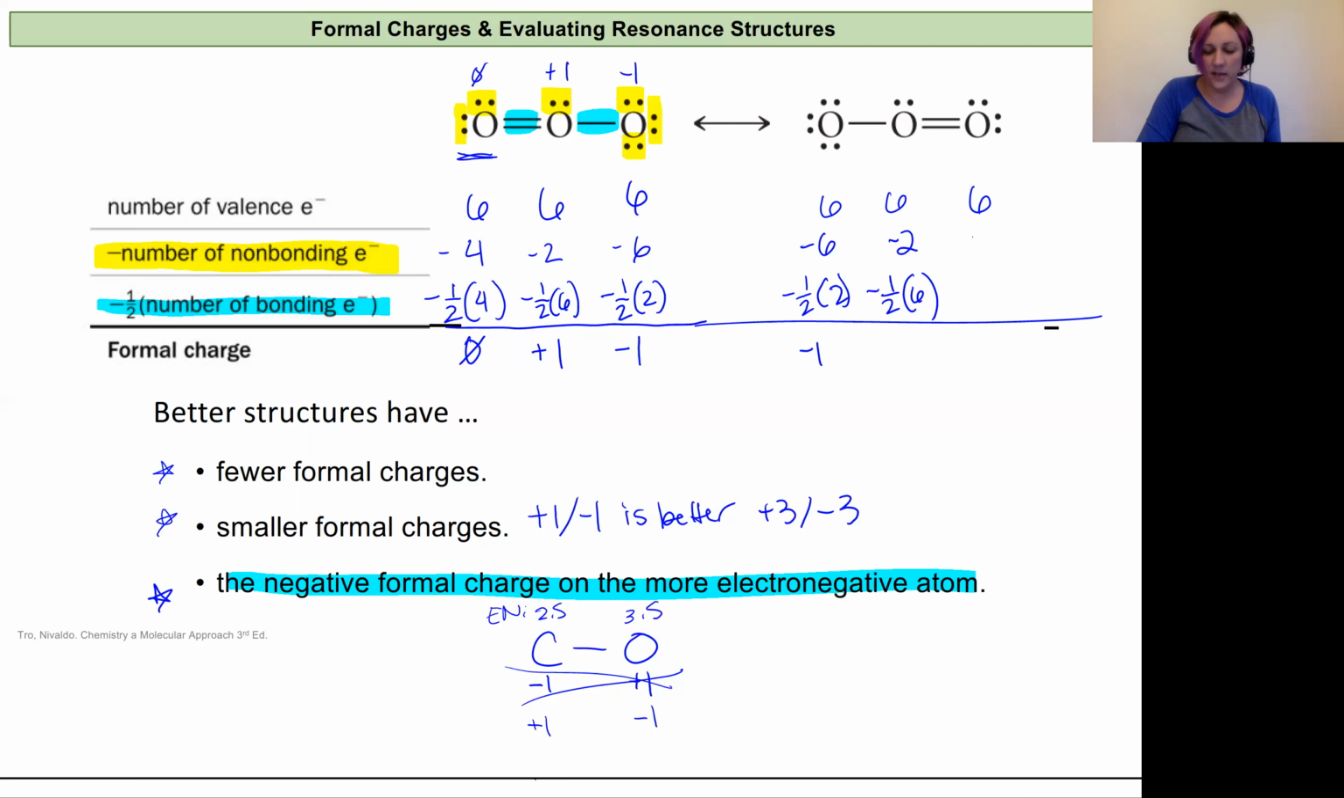So for my next one, I have 6 valence electrons minus 4 of my electrons that aren't participating in a bond, and then minus 2 bonds. So let's see, I switched it to the other way. So I'll have a +1 for my central and a 0 for my one on the end. So this will have a -1 formal charge, +1, and a 0 formal charge.